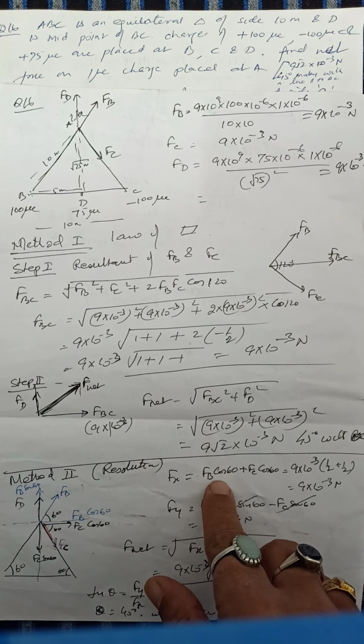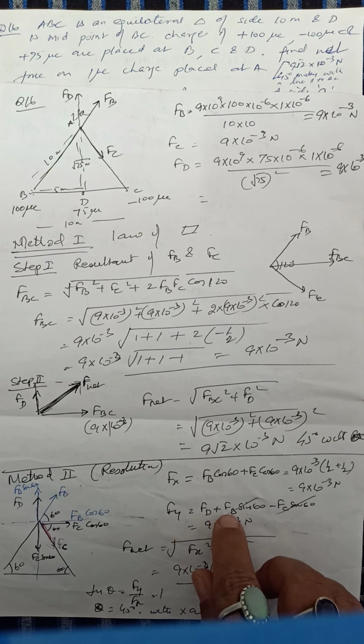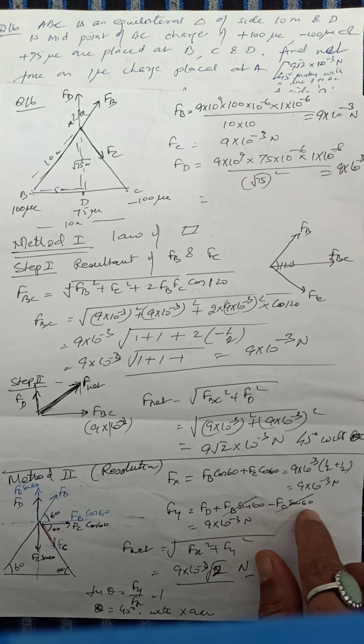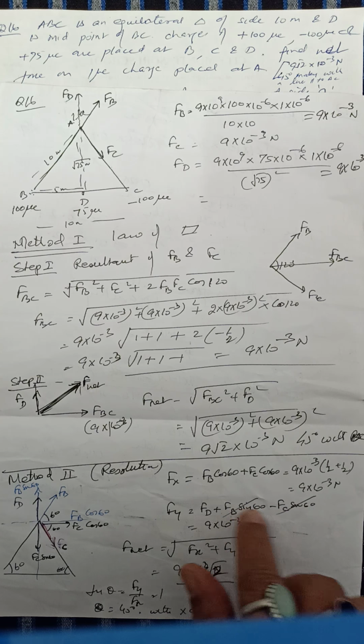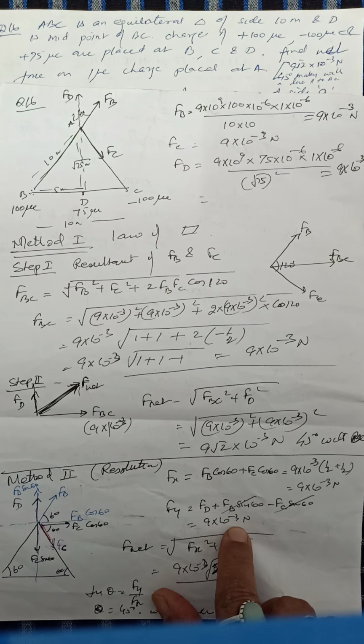Horizontal force: FB cos 60 plus FC cos 60, it is 9 × 10^-3 cos 60, half plus half, so it is 9 × 10^-3 Newton. This is the value of the net force along the x-axis. Net force along the y-axis: there are three forces, FD, FB sin 60 and FC sin 60 downwards. So the downward force will be represented by negative: FD plus FB sin 60 minus FC sin 60. These two are equal, they will cancel out. Again it is 9 × 10^-3.